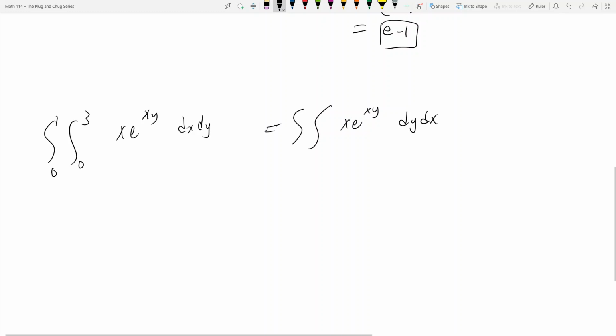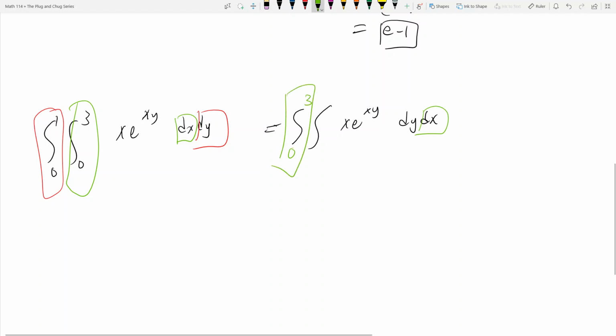What happens to the limits? Well, this outer bound corresponds to dy, and this inner bound corresponds to dx. So it makes sense that if I switch, my outer bound is now 0 to 3. Okay, and that works. This is fine.